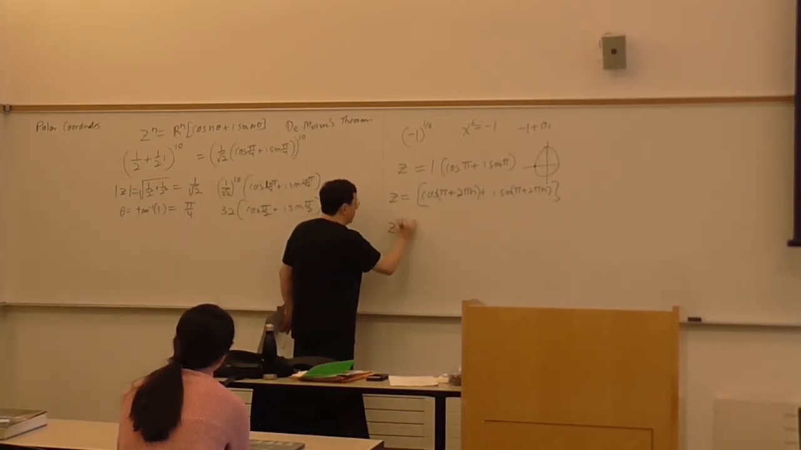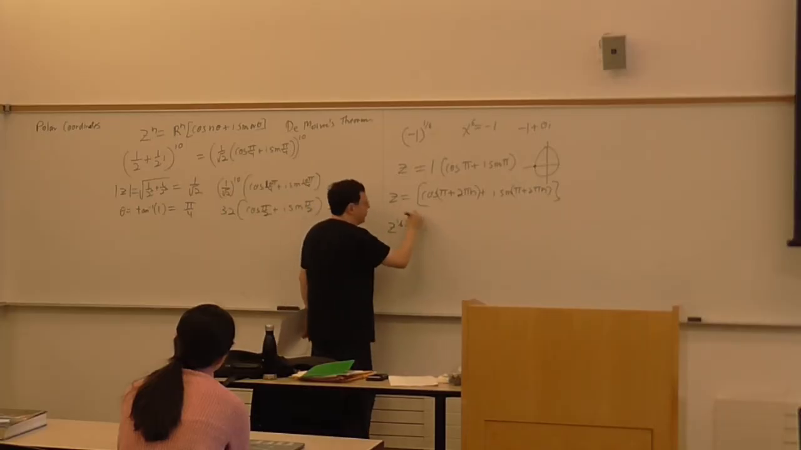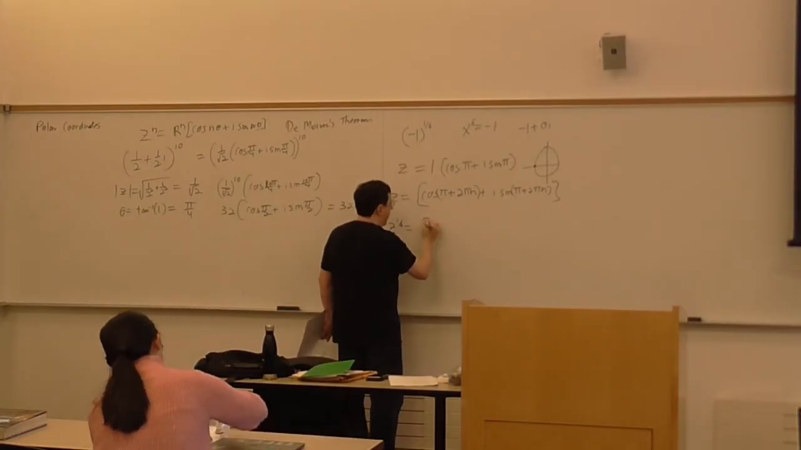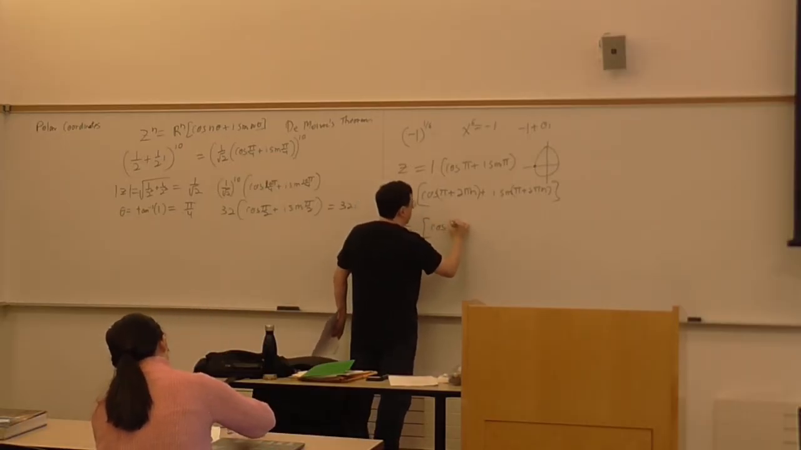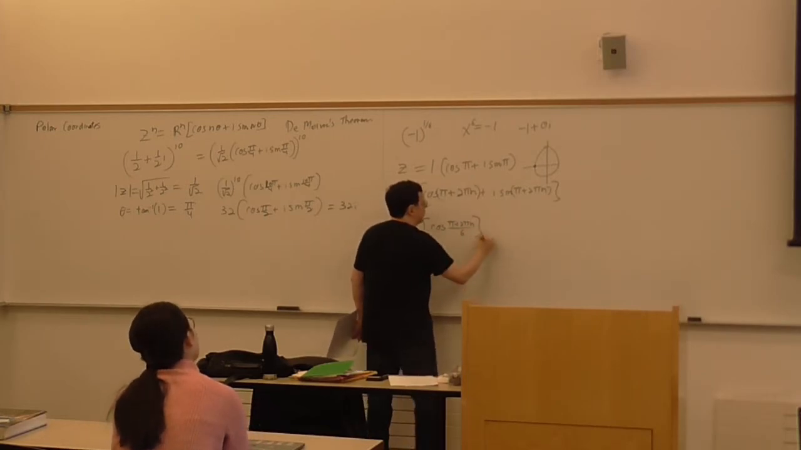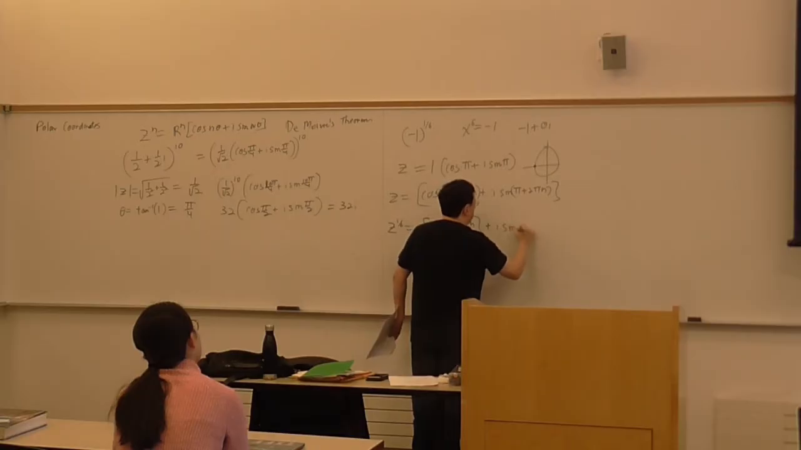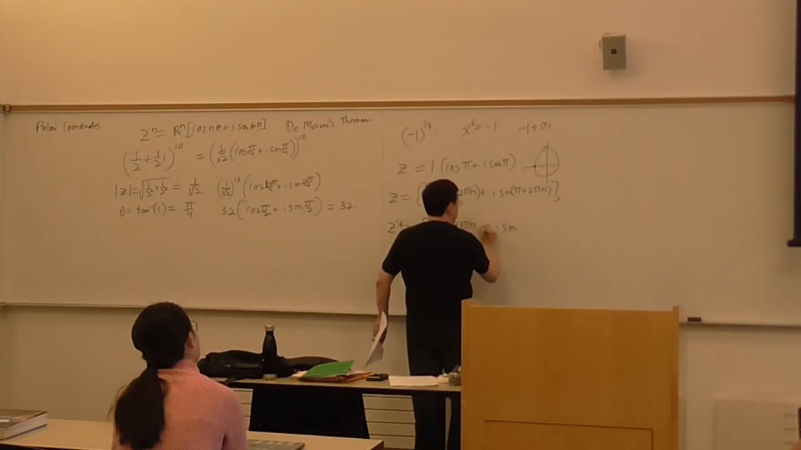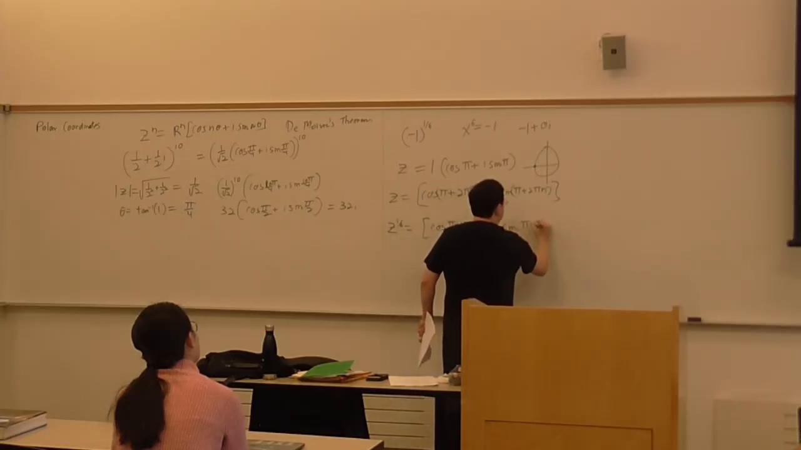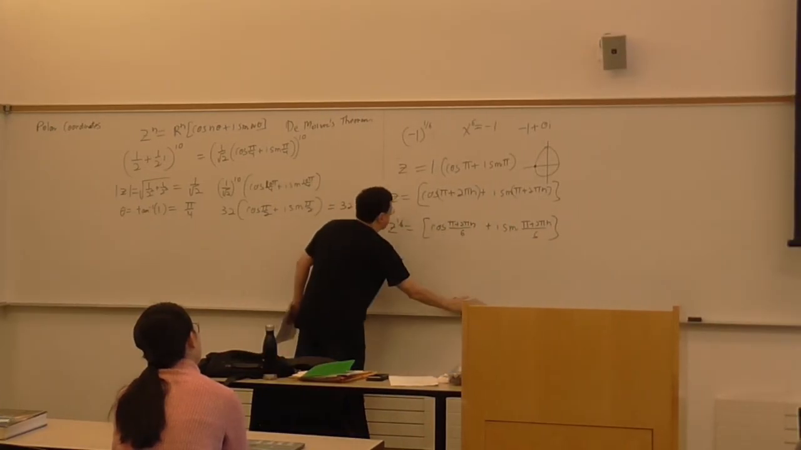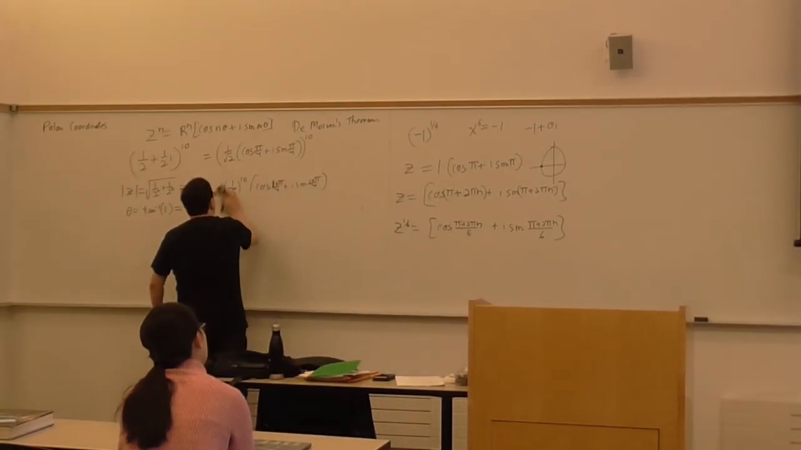So z to the 1/6, that's just going to be 1 to the 1/6, right? Times cosine of (pi plus 2 pi n) over 6 plus i sine of (pi plus 2 pi n) over 6. I'm going to need some room for this.